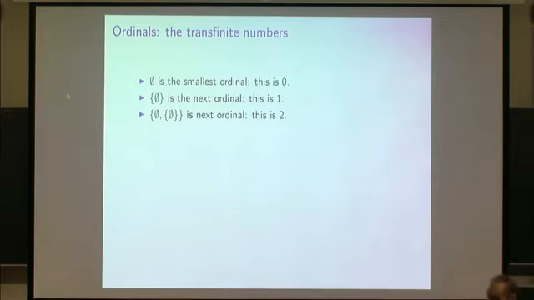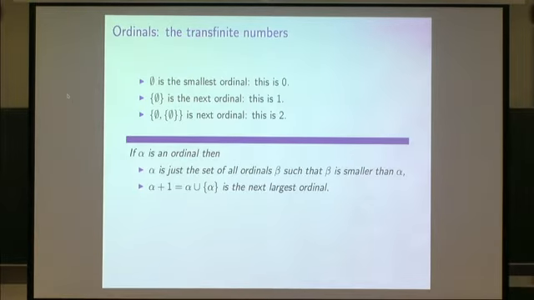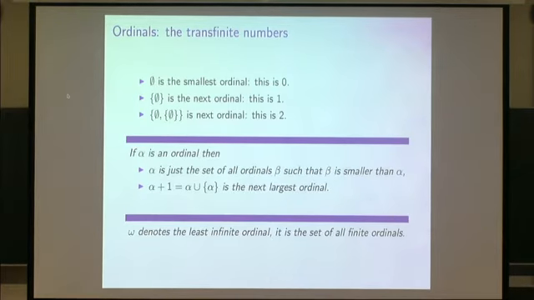Anyway, so we generalize the counting numbers into what are called the transfinite numbers. They're known as the ordinals. So the empty set is the smallest ordinal. That was 0. And then you have the set whose only member is the empty set. That's 1. And then the next one, and so forth. If alpha is an ordinal, it's just a set of all smaller ordinals. And if you want to get the next largest ordinal, you just take alpha union singleton alpha. So those are the transfinite numbers. Omega denotes the least infinite ordinal, and it's the set of all finite ordinals.